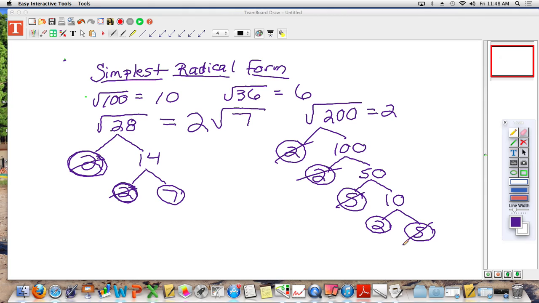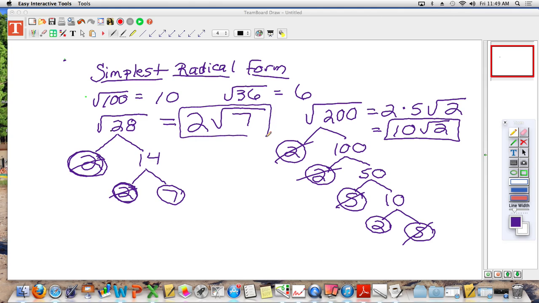2 5's. Would you agree? A pair of 5's. So I multiply that by 5. I write it down one time. One pair makes one number, but I need to multiply them up here. There's one left over, doesn't have a date to homecoming, it has to stay home underneath the radical sign. What is 2 times 5? 10. 10 radical 2. That is 200 written in simplest radical form.